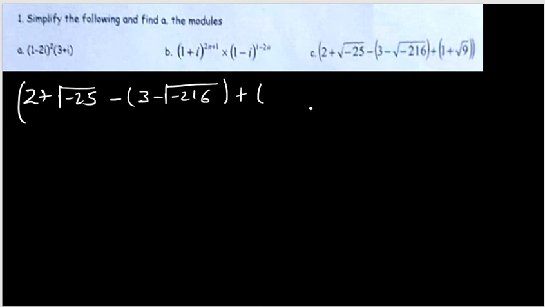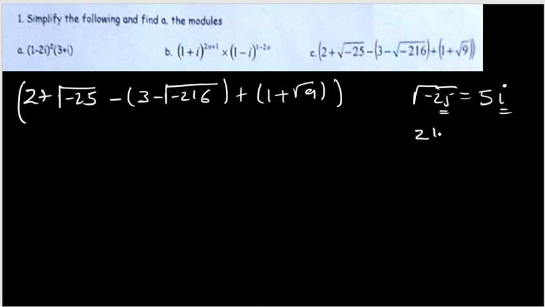Then plus, again in bracket, 1 plus square root of 9. Then close the bracket. So square root of negative 25 is the same as 5i. The square root of 25 is just 5, but it's negative, so that i will remain there. And negative 216 in the square root, again, it will be 6 radical 6i.